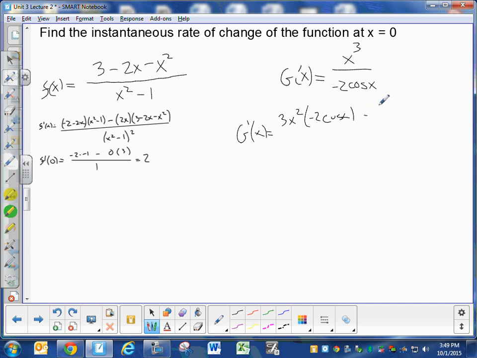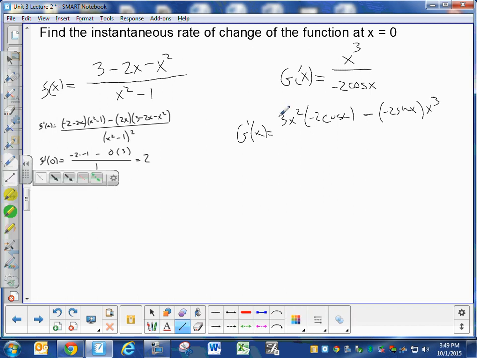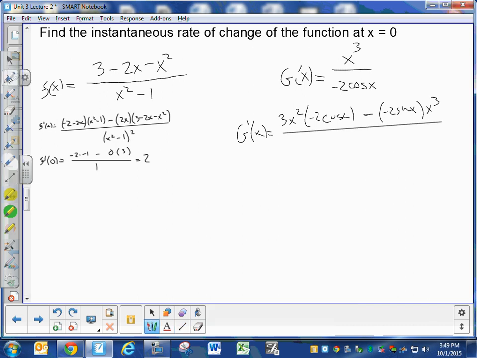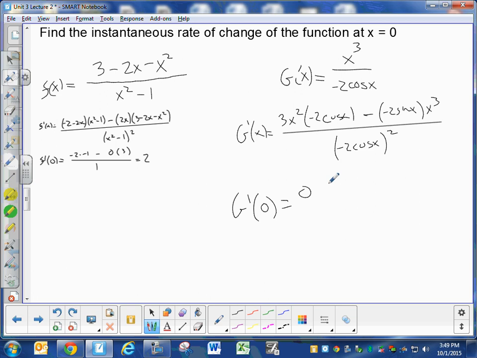minus the derivative of the bottom. That would be -2 sine x times the top, x cubed, all over the bottom squared. Okay, and again, I could simplify it if I wanted to, but if I'm just plugging in a value, I could do that. That'd be 0 minus 0 over, this would be -2 squared, 4, which is 0. Okay, done.